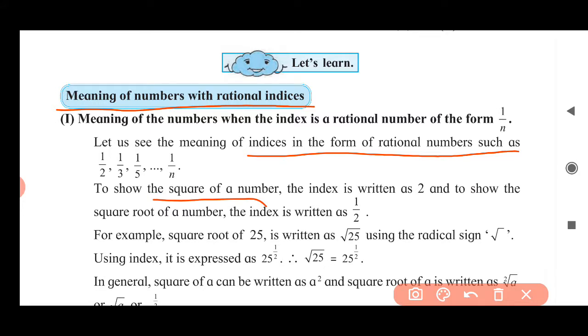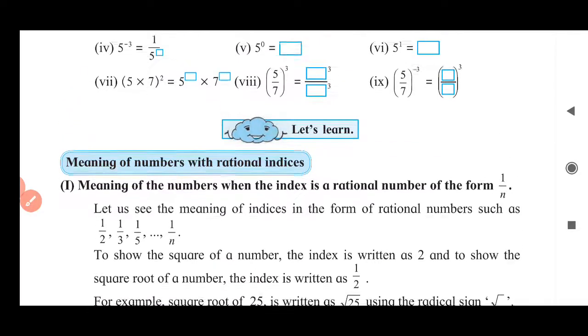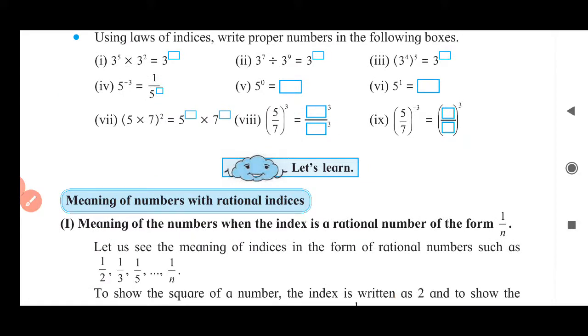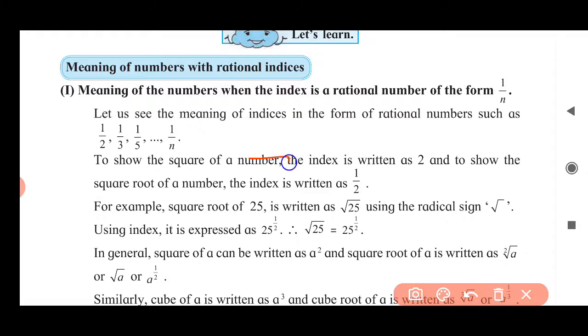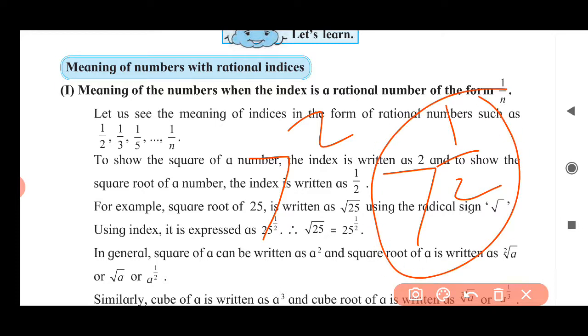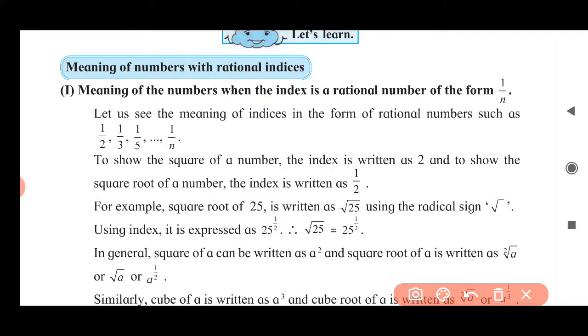पहिले बघा इथं, the index is written as 2, and to show the square root of the number the index is written as 1 upon 2. जर समजा एखादा नंबर आहे, suppose इथं 7 नंबर आहे, त्याचा स्क्वेअर आहे तर 2 आहे, पण त्याचा स्क्वेअर रूट असेल 1 अपॉन 2. तर अशा पद्धतीने लिहायचं. स्क्वेअर जसा लिहितो ना आपण 7^2 लिहितो स्क्वेअर करत असताना, तर जर समजा रॅशनल नंबर आहे 1 अपॉन 2 ह्या फॉर्ममध्ये जर असेल तर कसा लिहिला जाईल, 7^1 अपॉन 2 इन अ इंडेक्स हिअर.